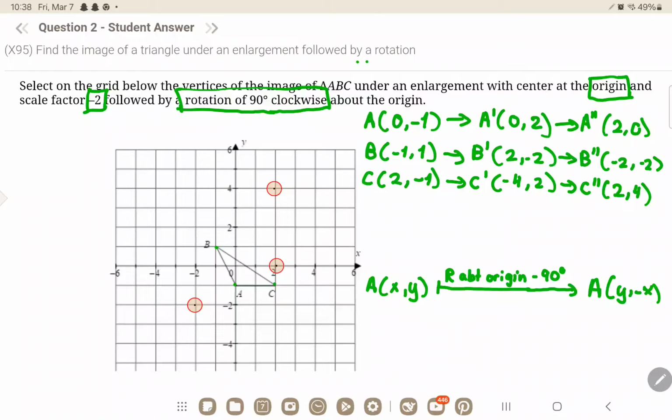Now we need to plot our new points. First you go to 2, 0, which is here. Then you go to -2, -2, so -2, -2, which is here. Then you go to 2, 4, 2 and 4. And then this is your new triangle after a scale factor of -2 and the rotation 90 degrees clockwise. This is probably the easiest question here with the rotations. Now let's move on.